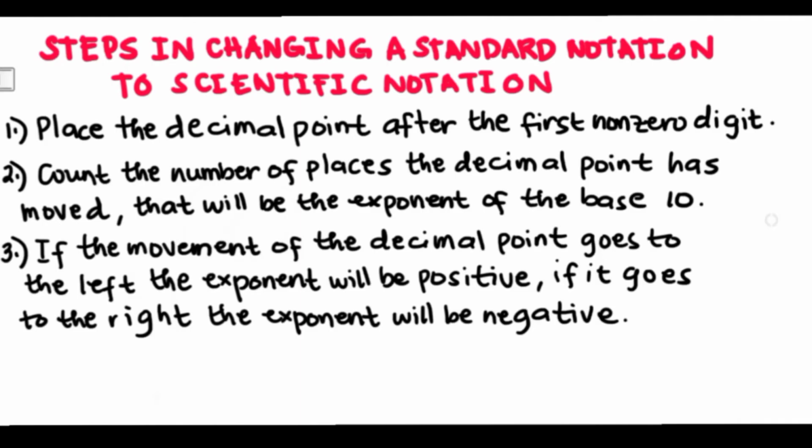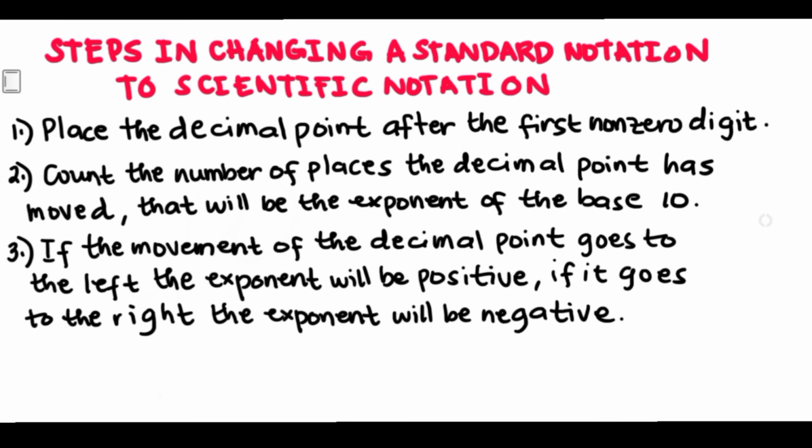So, let us now move on to the steps in changing a standard notation to scientific notation. From yung malaking number or very large number or very small number, paiiksiin daw natin siya using scientific notation. The first thing to do is place the decimal point after the first non-zero digit. Let's try this example, 23,500,000. So this is a large number. So using scientific notation, paiiksiin natin siya. Sabi dyan, place a decimal point after the first non-zero digit.